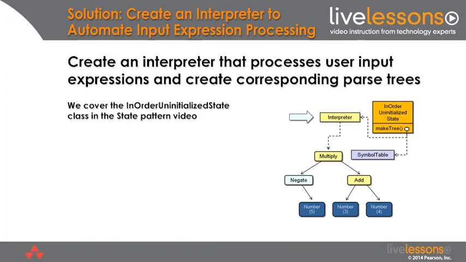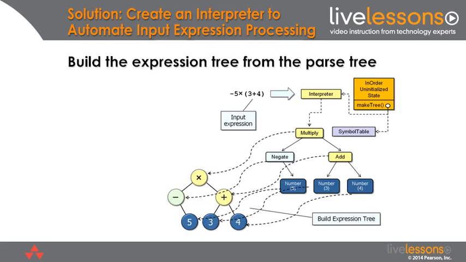So what's the solution? We're going to create an interpreter to automate input expression processing. This is going to work as follows. We're going to create an interpreter object that will process user input expressions and create the corresponding parse trees. So when an input expression comes in, the interpreter takes that and creates the parse tree. And then later, we're going to build the expression tree from the parse tree itself. For this particular discussion, we're going to focus on the interpreter's role in building the parse tree. And then in the next video, we'll talk about how we're going to use the builder pattern to take that parse tree and create the corresponding expression tree.